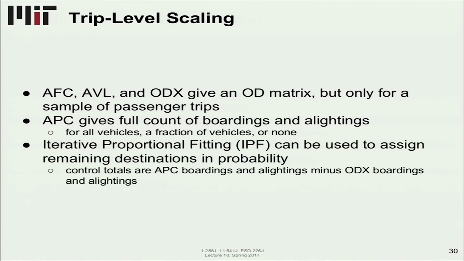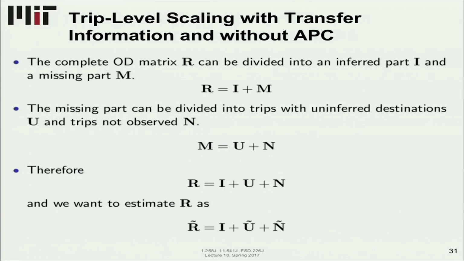So one example of that is transfers, and we'll give an example of that in the next few slides, actually right here. So consider scaling when you have transfer information from ODX and you don't have APC on every bus. You have it on some buses, but not every bus. So the real complete OD matrix is what you want, and we could split it. I'm using algebraic notation here. The real matrix R can be split into the inferred portion, I, and the missing portion, M, right?